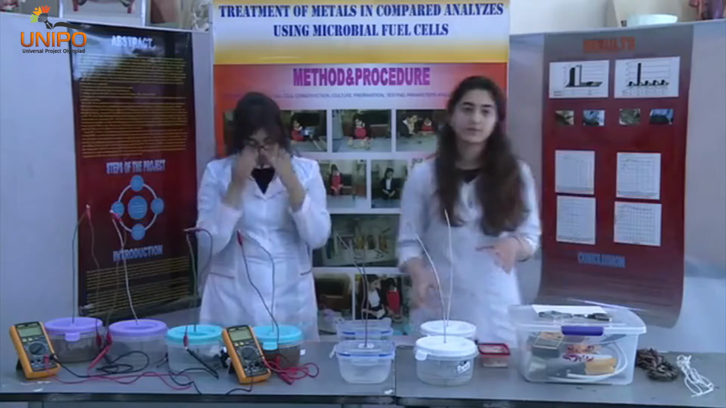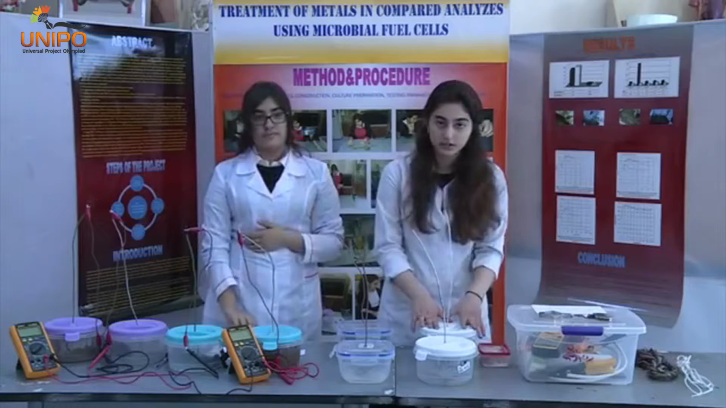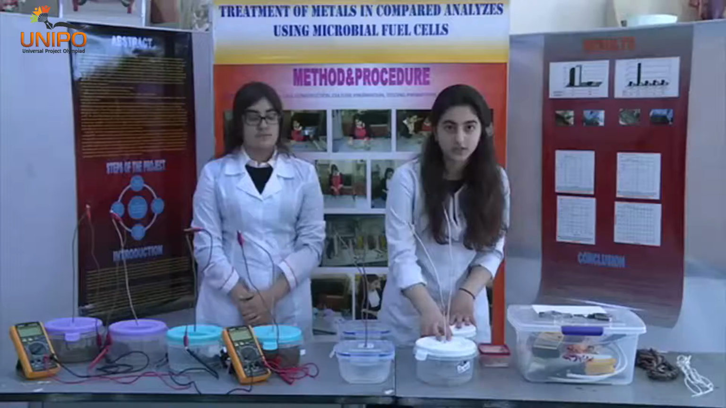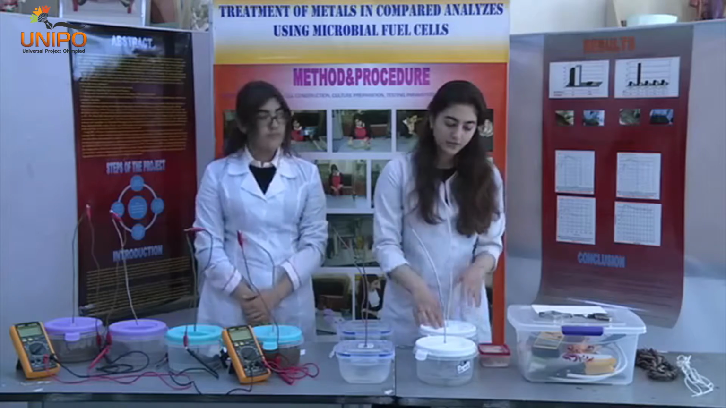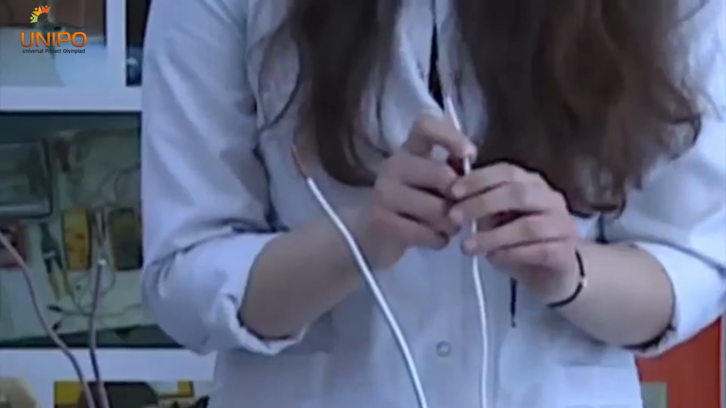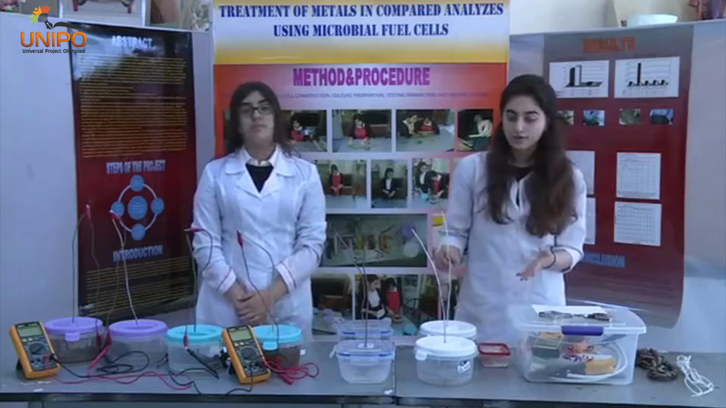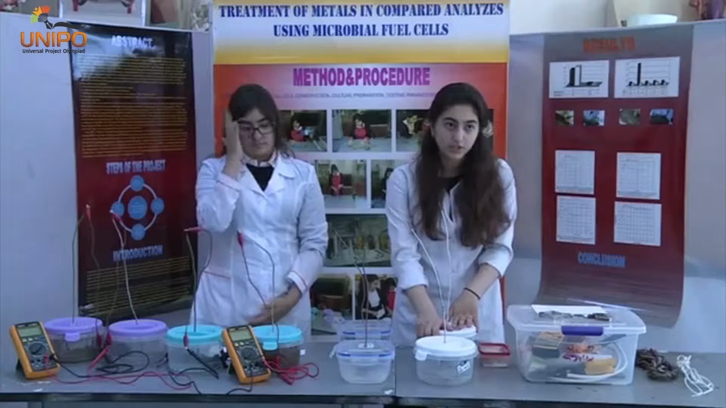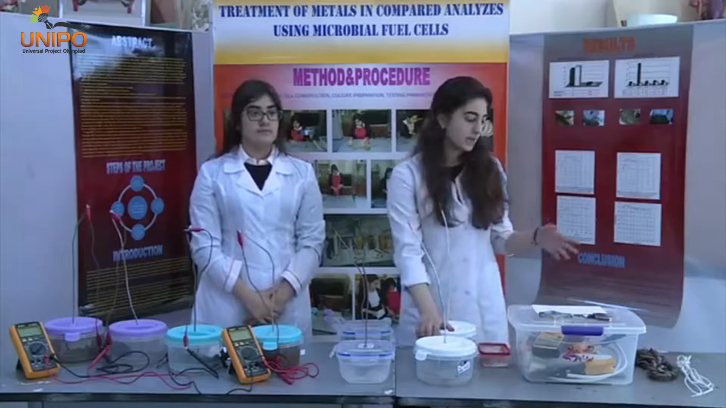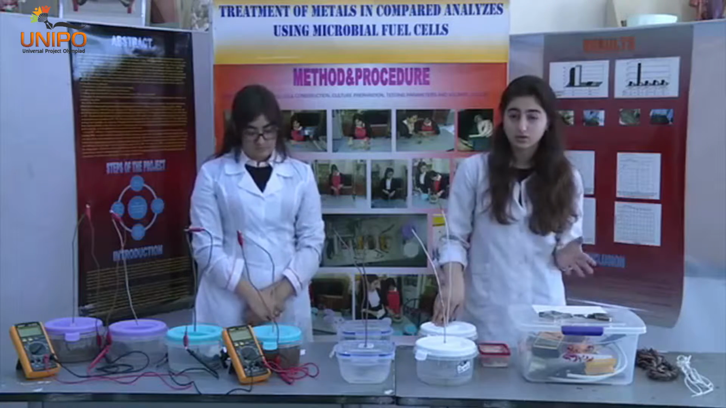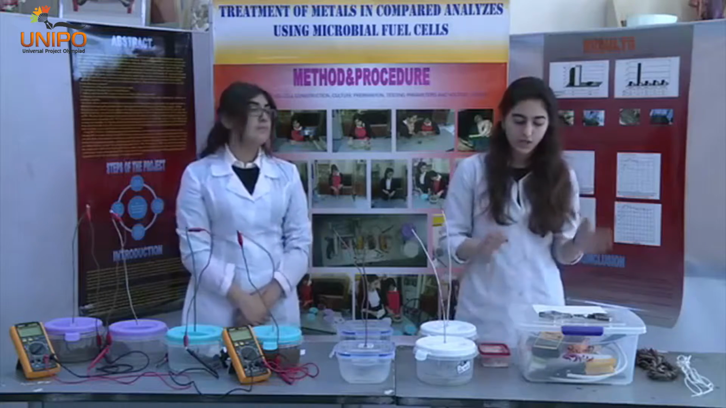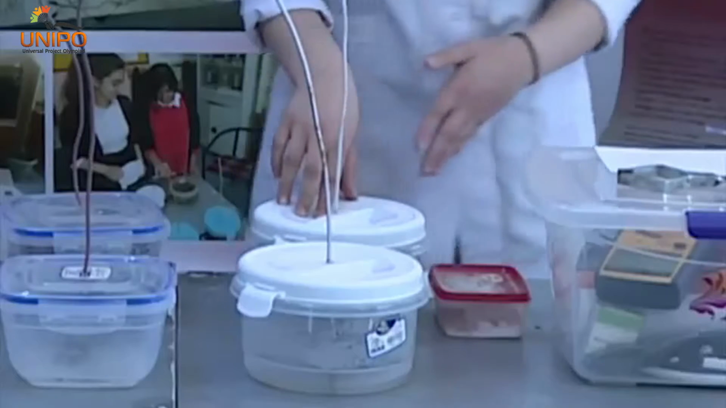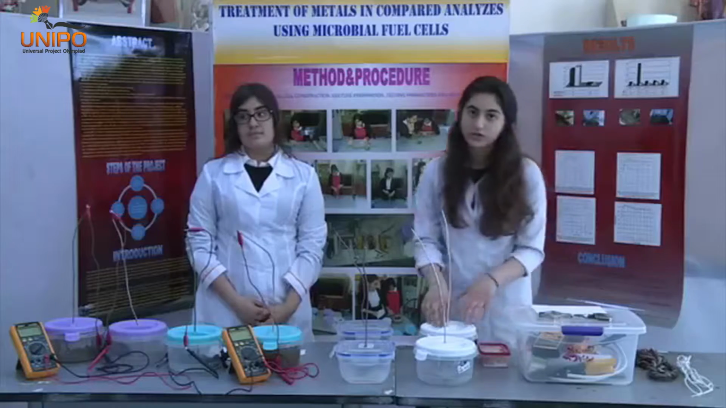A dual chamber MFC is built by using containers. We put soil in one of the containers and water in the other. For both anode and cathode, we used aluminium mesh, and we connected the containers with a salt bridge, which was made of salt solution and agar. And a multimeter was used to measure the voltage across the resistor.